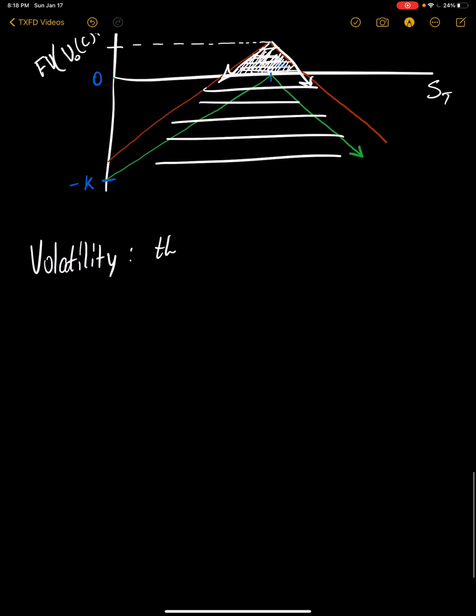And so that's the idea of volatility, and maybe that's a good word to define. It's the spread in stock returns. So if the spread in stock returns is low, then the stock isn't going to increase or decrease by a whole lot. And so you should buy a short straddle.